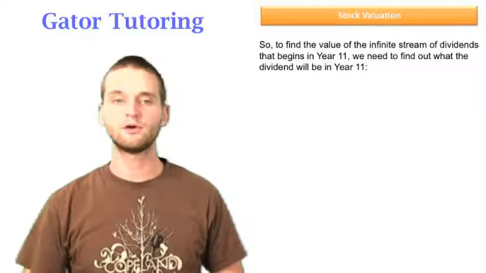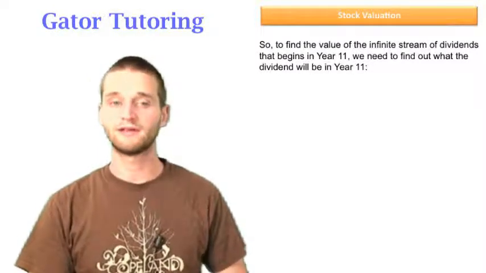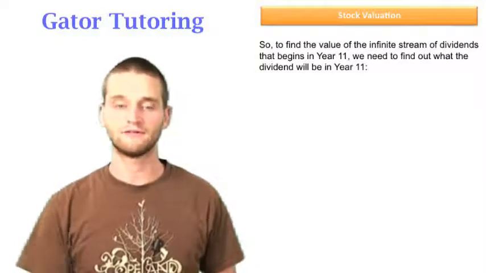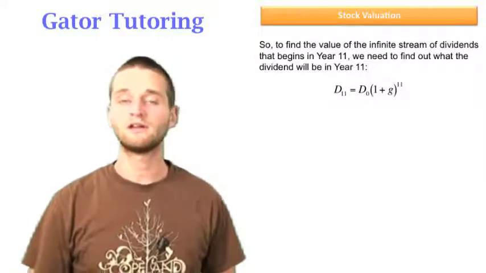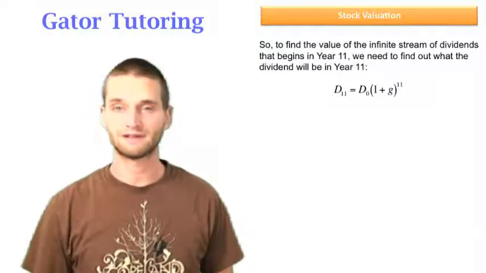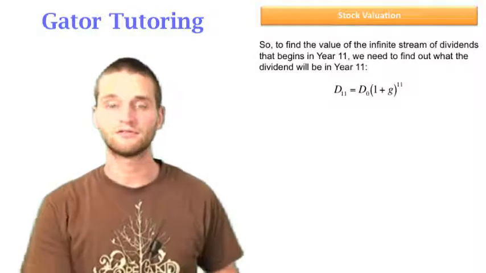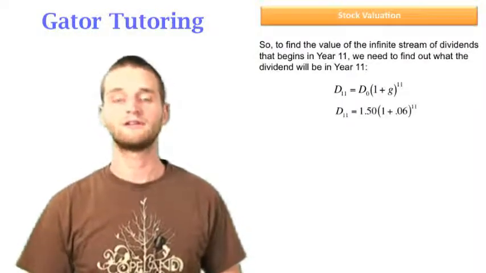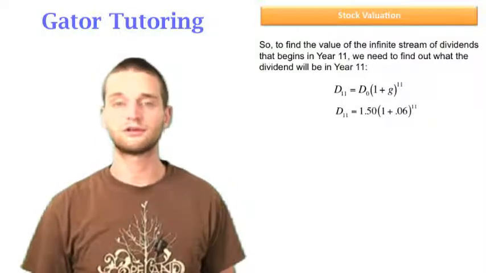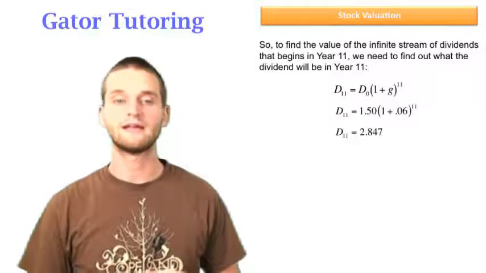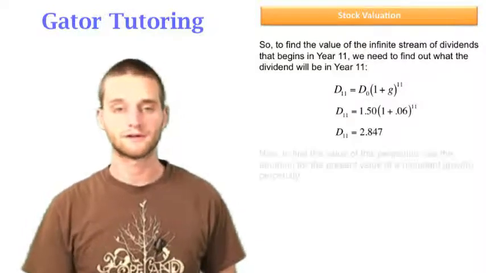So, to find the value of the infinite stream of dividends that begins in year 11, we need to find out what the dividend will be in year 11. Well, the dividend in year 11 is just equal to the dividend today compounded forward 11 times. So multiply by 1 plus the growth rate G raised to the 11th power. The dividend today was $1.50 and the growth rate is 6%. So we plug these in and we find that the dividend in year 11 is 2.847.